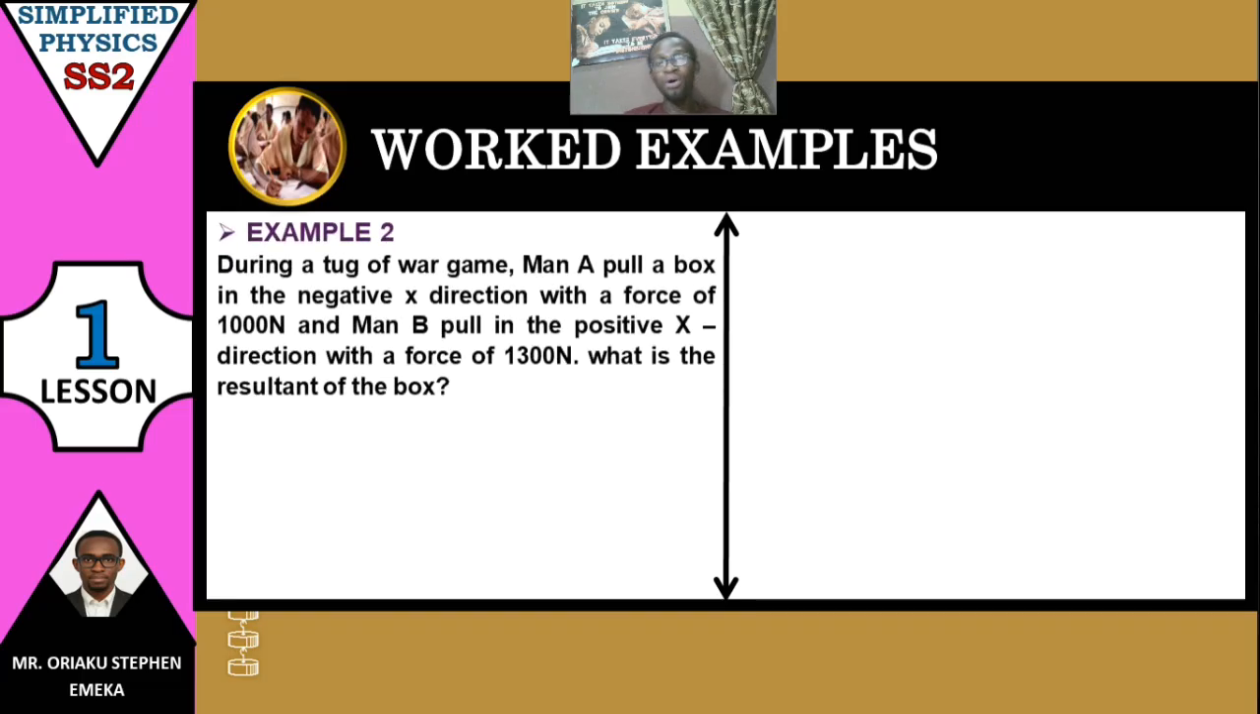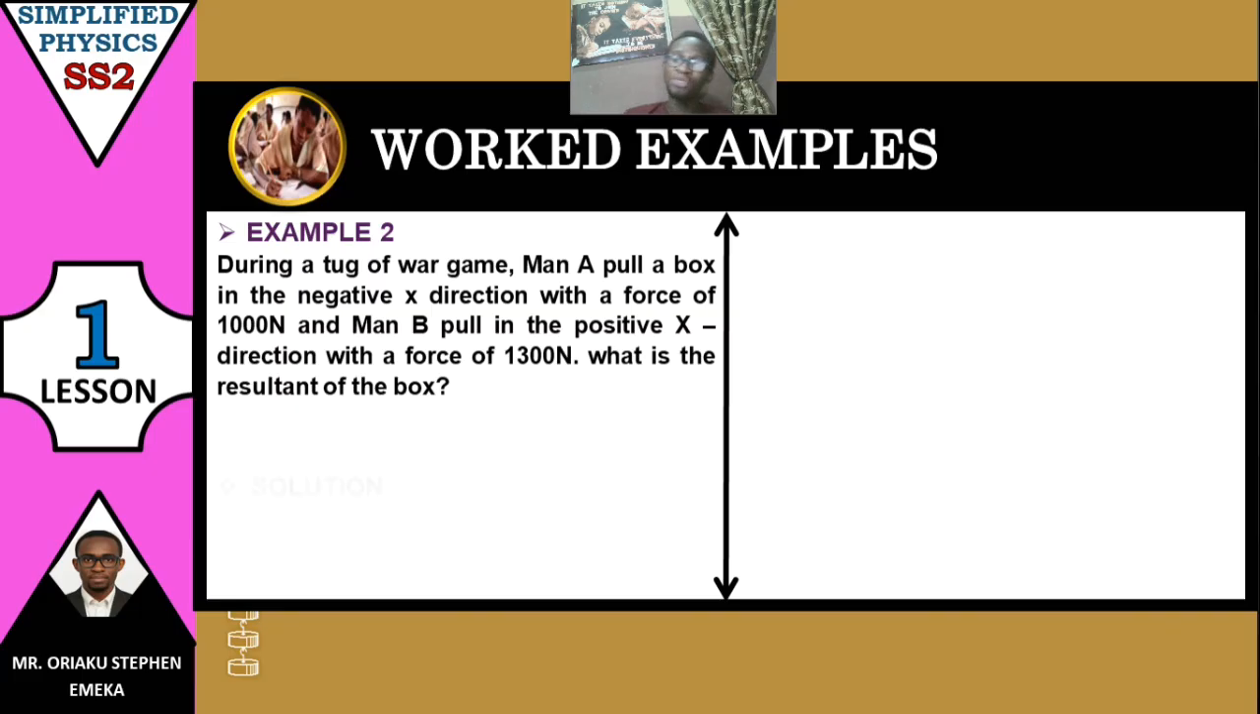This is like the case of a tug of war. In a tug of war game, a man A is pulling a bus in the negative x direction with a force of 1000 newton, and the man B is pulling it in the positive x direction with a force of 1300 newton. Now look at this. These two men are having a tug of war, but you should know that for this kind of situation, the person with the larger force will definitely overcome.